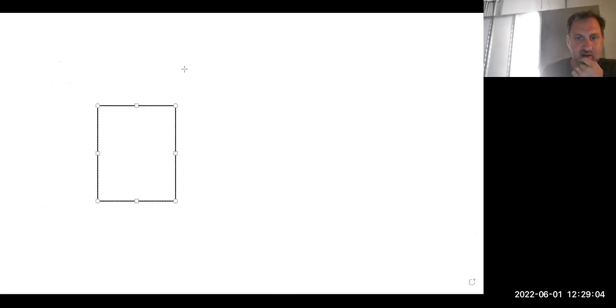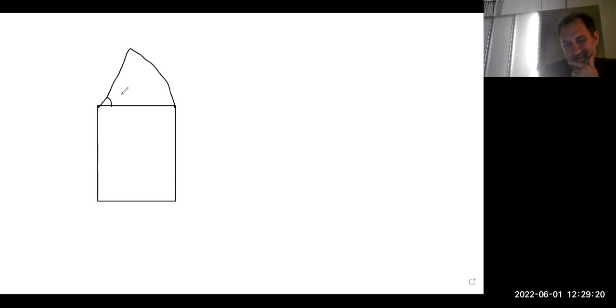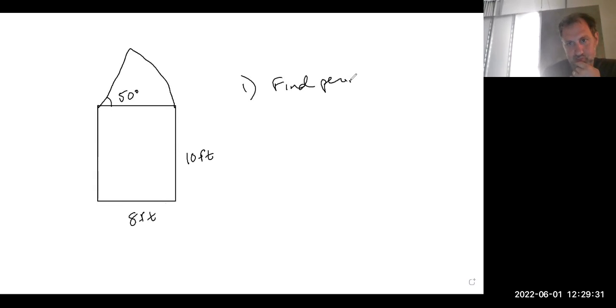Say we have that, and let's say we've got this part of a circle on top. Forgive my drawing. Let's say this is 50 degrees, this is 10 feet, and this is 8 feet. Your job is to, number one, find the perimeter. Remember, perimeter is the distance around the shape. Number two, find the area.